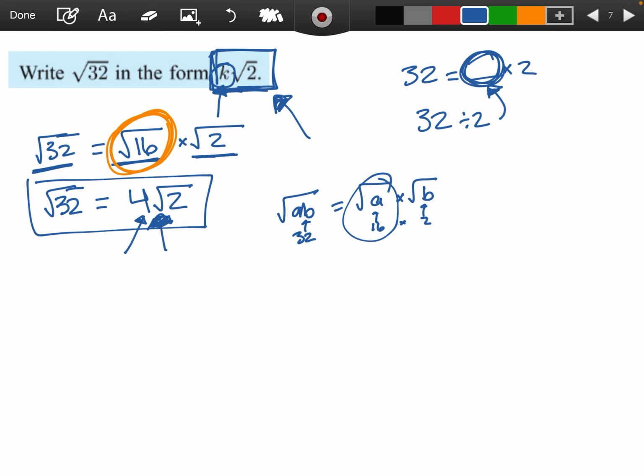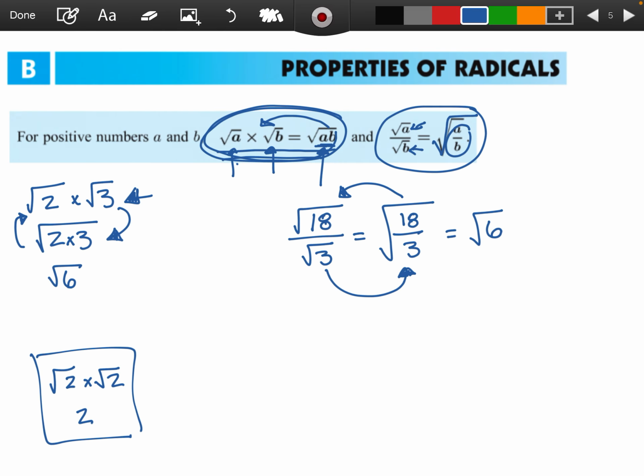Okay, so that is a few properties of radicals, 2 really. A multiplication property and then a division property, which hopefully through the examples you've seen can be used in sort of either direction depending on what the question calls for. And that's it.